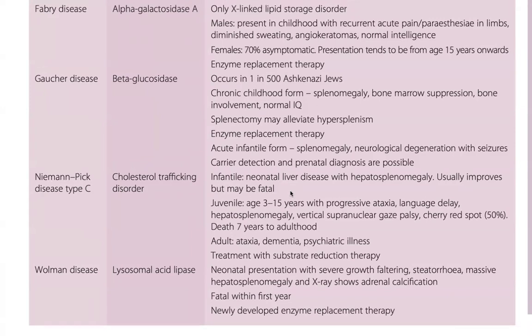Niemann-Pick disease is a cholesterol trafficking disorder. Infantile neonatal liver disease with hepatosplenomegaly usually improves but may be fatal. Juvenile form, age 3 to 15 years, with progressive ataxia, language delay, hepatosplenomegaly, vertical supranuclear gaze palsy, and cherry red spot in 50%. Adult form, from 7 years to adulthood: ataxia, dementia, psychiatric illness. Treatment is with substrate reduction therapy.